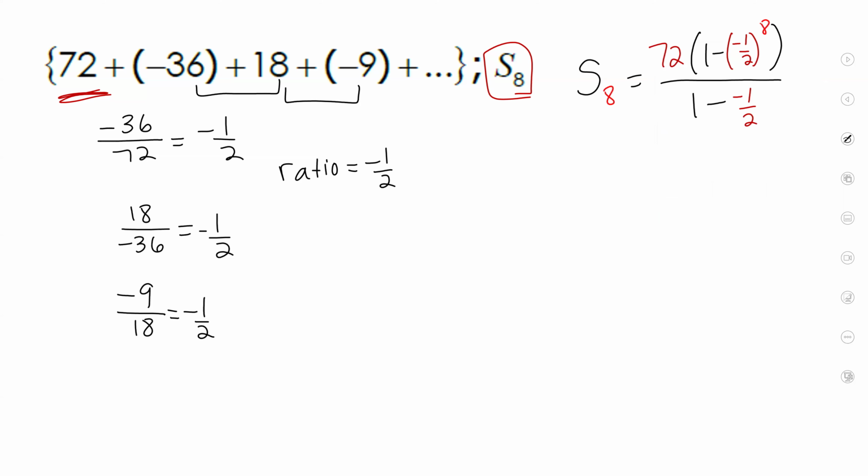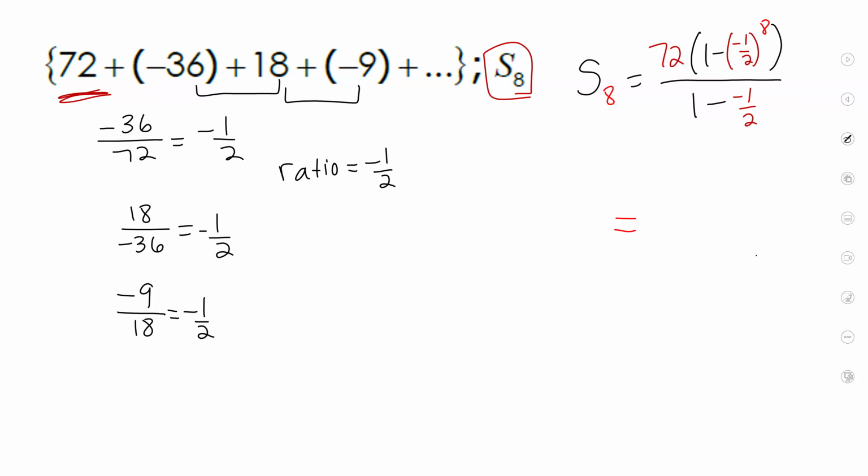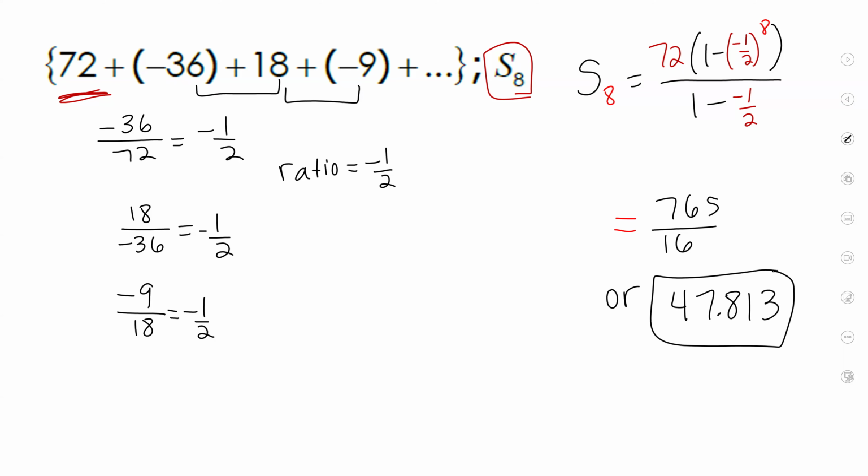All right, guys, please type that into your calculator. Let me know what you get. Okay, so you should have gotten 765 over 16, or if you put it as a decimal, 47.813. Okay, let's do another example.